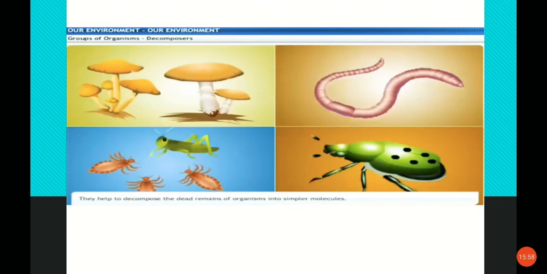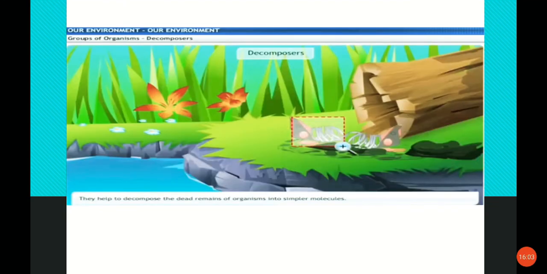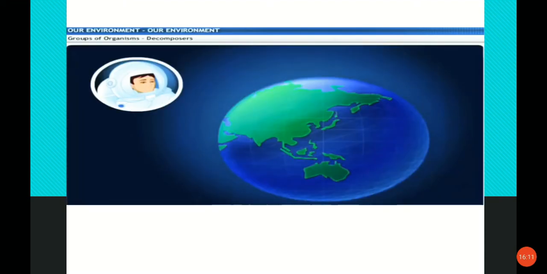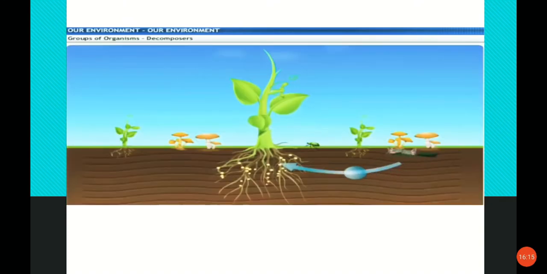Decomposers help to decompose the dead remains of organisms. In the process, complex molecules are broken down into simpler molecules. If they decompose the dead remains, how does it help the ecosystem? The decomposed material is used up by other organisms, primarily plants, as nutrients for their sustenance.